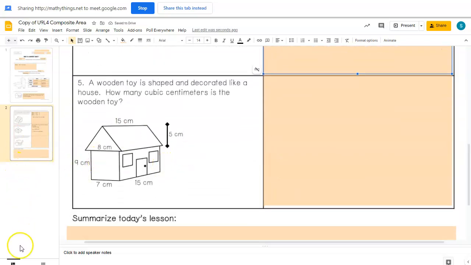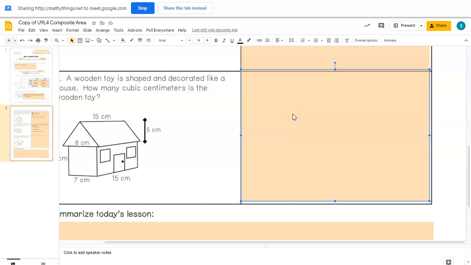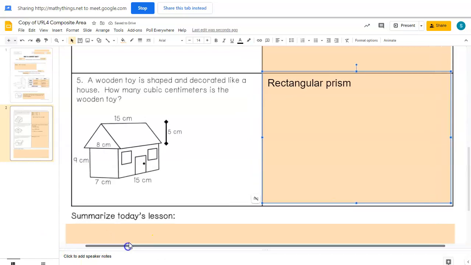So this last example we're going to go over in just a moment, but read through it. A wooden toy is shaped and decorated like a house. How many cubic centimeters is the wooden toy? So we've got two parts, rectangular prism, and let's do that part first. And that's going to be 7 by 9 by 15. Volume equals length times width times height, which is 7 times 9 times 15. And again, I'll go ahead and do that calculation real quick. And that is 945.